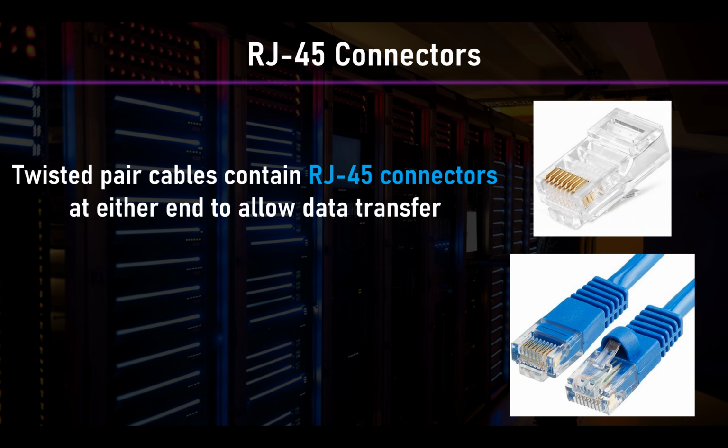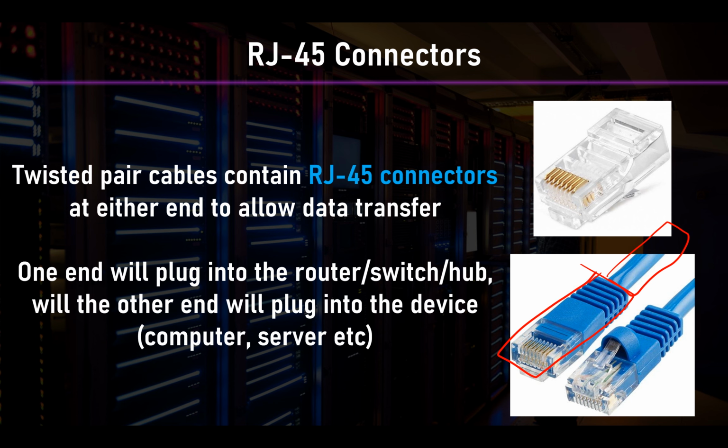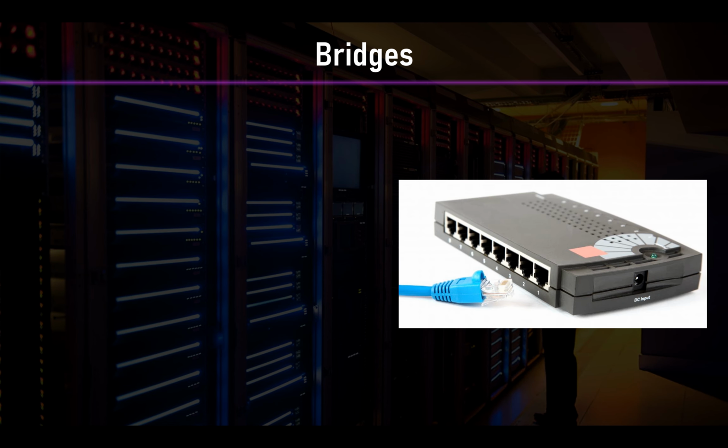Then the RJ45 connectors. Twisted pair is going to contain an RJ45 connector at either end. The RJ45 connector is just this end connector. The actual wire, this part, is the twisted pair wire. The connector is just the connector at the end. One end is going to plug into the switch, the other end into a device, let's say the desktop or the server. Laptops too, although modern laptops are generally thin and don't have a twisted pair or Ethernet port.